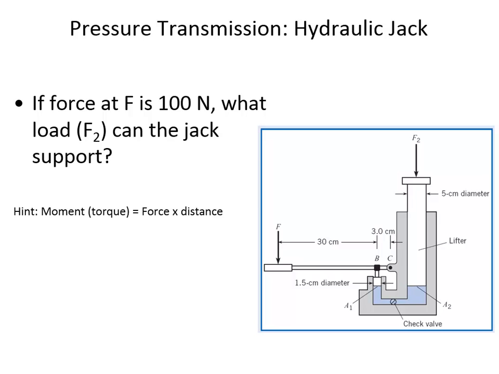The first part of it, the moment part, is that we've got 100 newtons being applied at a distance of 33 centimeters from the pivoting pin, and that's going to cause the force at B, I'm going to call it. The force at B is at a distance of 3 centimeters. And so therefore the force at B is 1100 newtons.